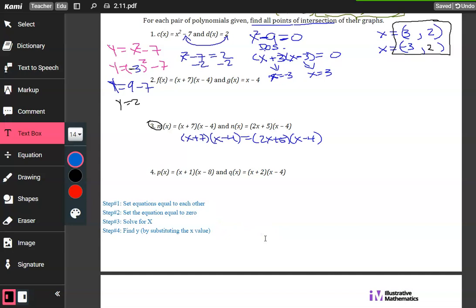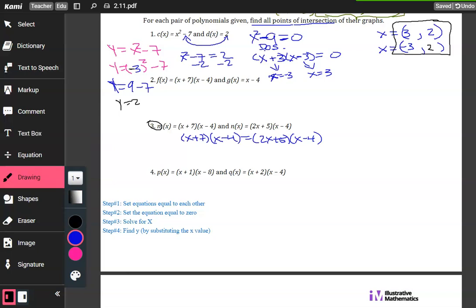Okay. I typed in the steps right here. Step number 1, you set the equations equal to each other. We did that. Step number 2, set the equation equal to 0. So I need to move everything around so that it's equal to 0. Okay, so then this would be (x plus 7)(x minus 4) minus (2x plus 5)(x minus 4) equals 0. So I moved these 2 parentheses over to the left side by subtracting them.